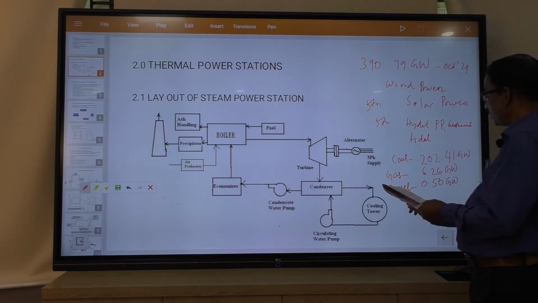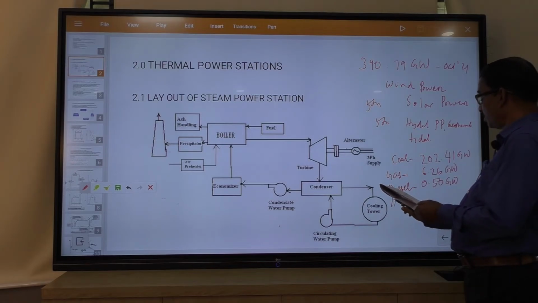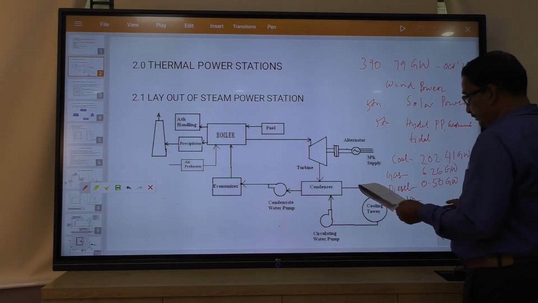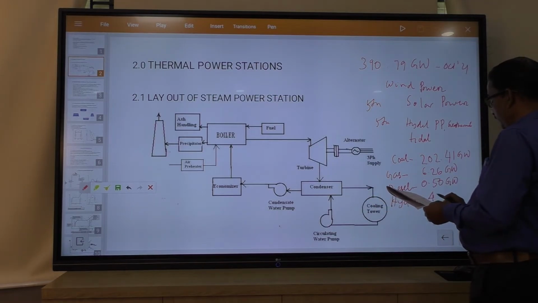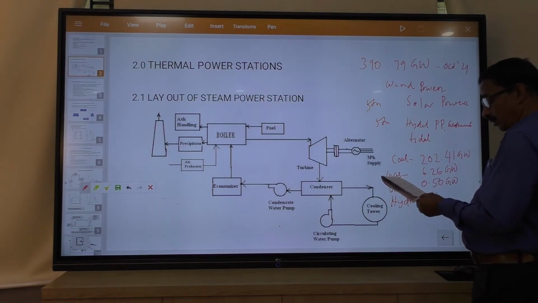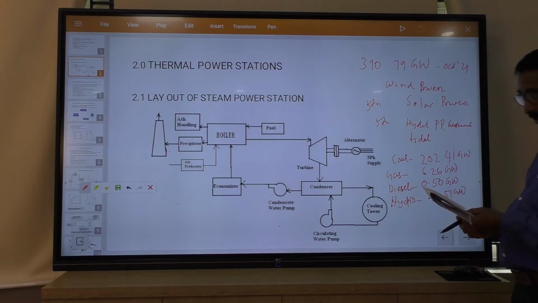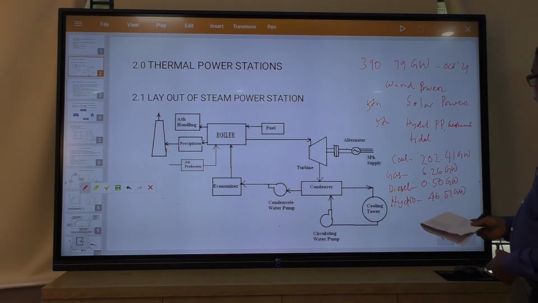And from the hydraulic power plant or hydro power plant, like our Hirakud Dam, which is a hydroelectric power plant, we are getting, all over India, 46.51 gigawatt. That is from water, the hydroelectric power plant.